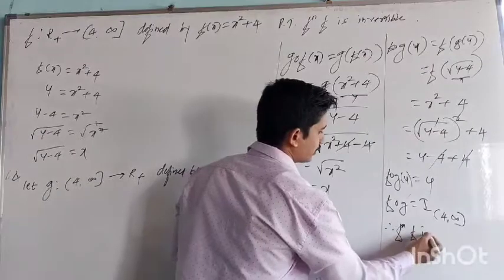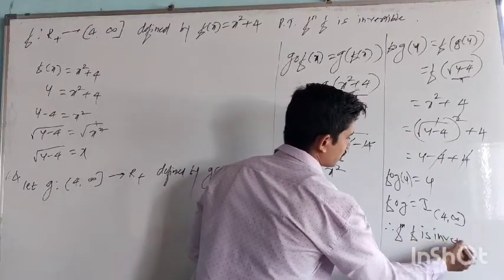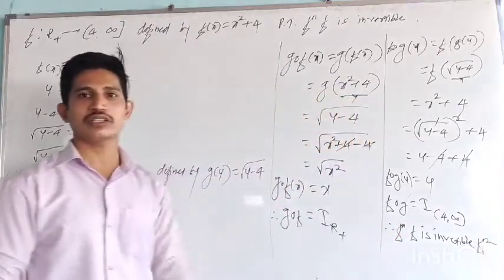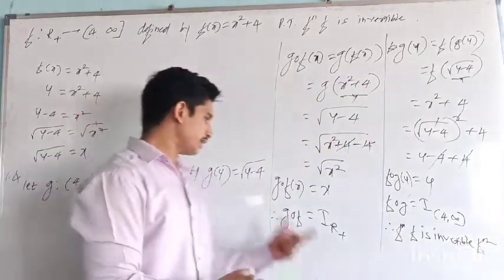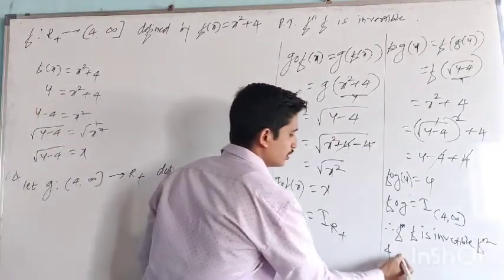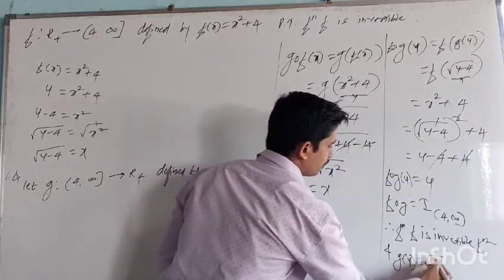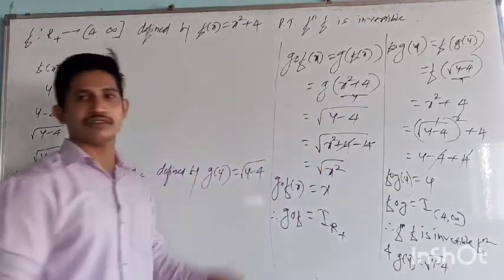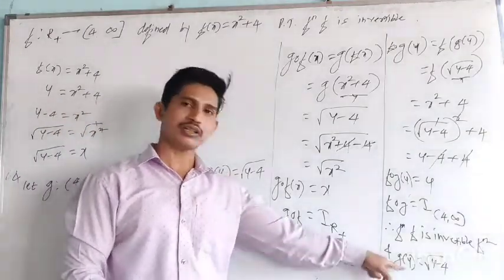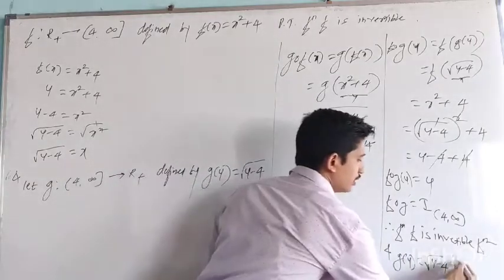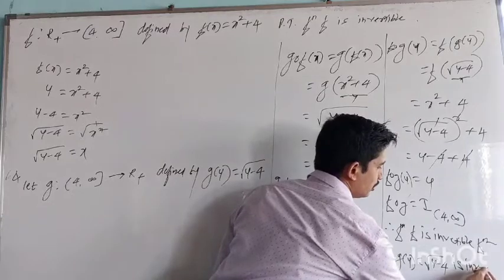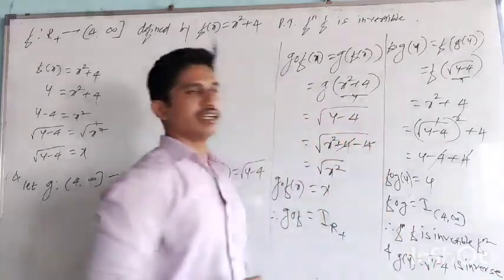Therefore the function f is an invertible function. Okay, and this is the inverse of function f. What is g of y here? Root of y minus 4. Root of y minus 4 is the inverse of function f. This is called the inverse of function f.